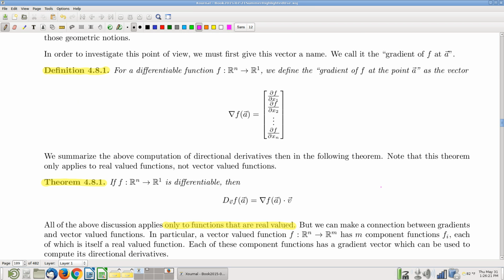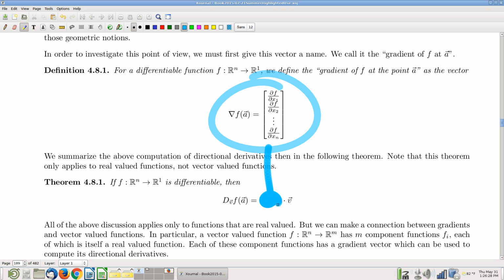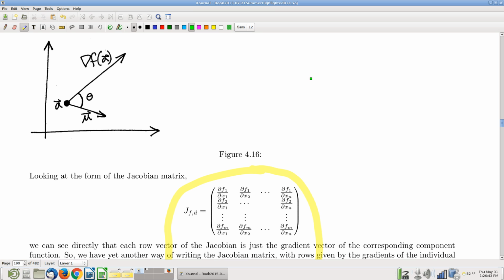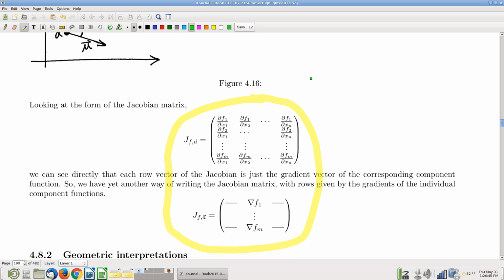Okay. So yeah, this is just a restatement of what we already sort of knew, that this thing, by way of dot products, allows us to compute directional derivatives. Okay, so where is that geometric intuition? I got a little ahead of myself. Before I get into the geometric intuition, a quick observation about how this fits in with Jacobian matrices.